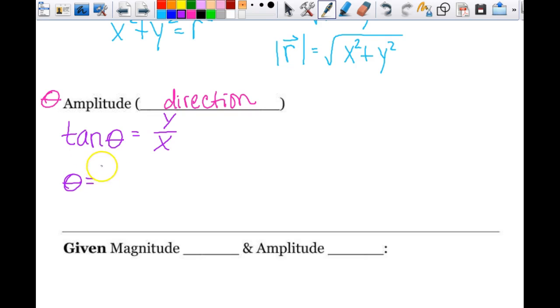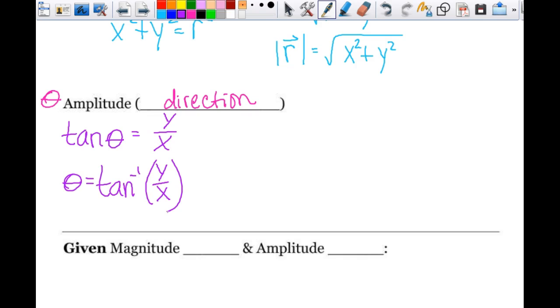How do I move tangent? Tangent inverse of y over x, every time. If you want to think about a picture so you don't forget which one goes on top, whether it's x or y or whatever.